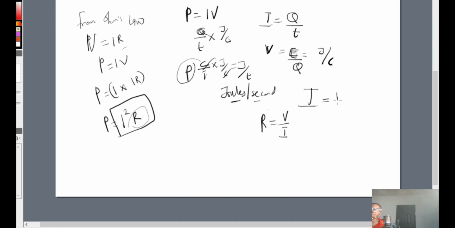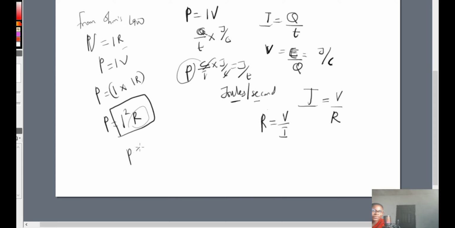Our I is equals to V over R. Yes, we can put our I to be equals to V over R. So here now, it's just as if we're going to be having what? V square. Abi? Because we are saying I. Let me put Control Z. We said our I is equals to V over R. Yes? So we can put it into this equation too.